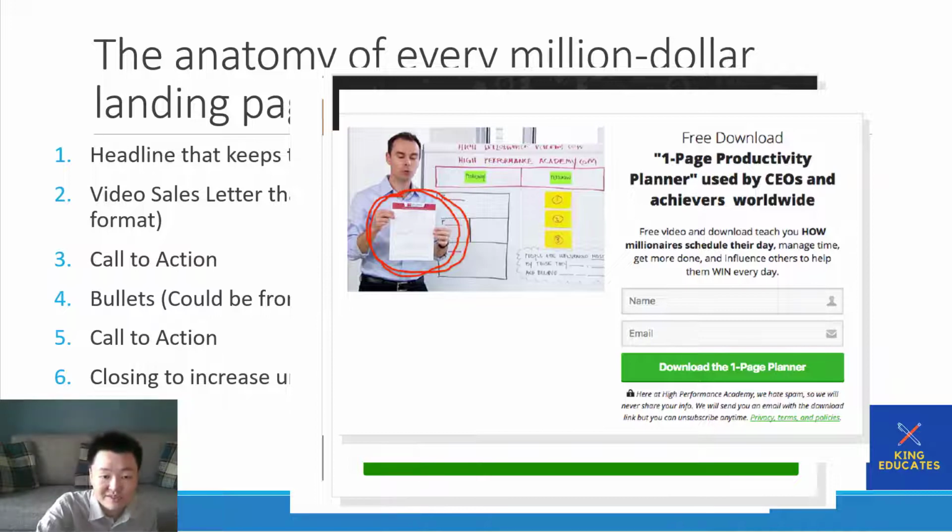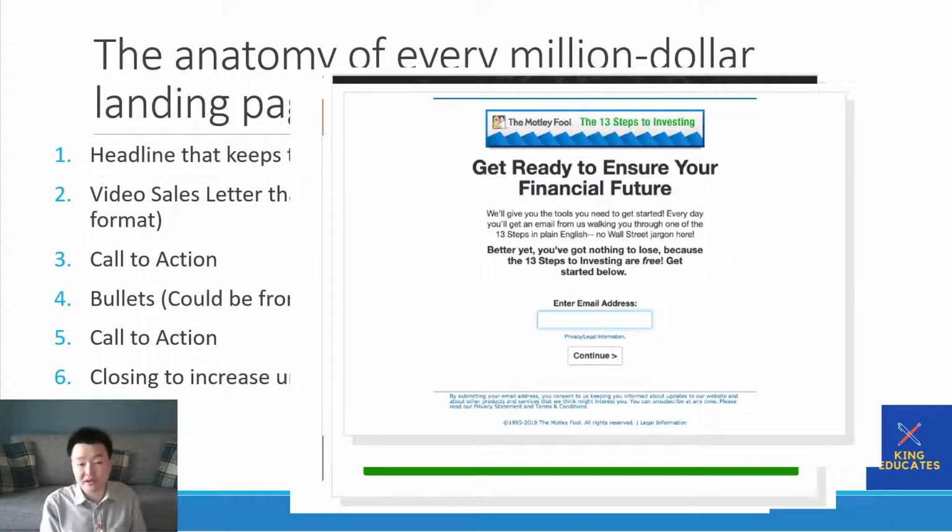So they give the audience a little guarantee in the end, right? Here at High Performance Academy, we hate spam, right? So we will never share your info, right? Just to make the audience a little more secure, right? That they're not going to get spammed when they put their email in, okay? Here is another one. This is the last one. These things are everywhere. You can just find it online, okay?